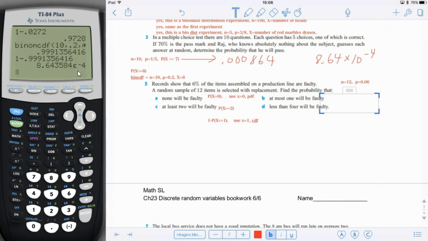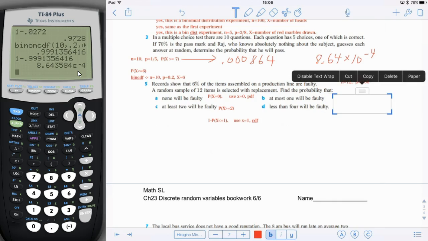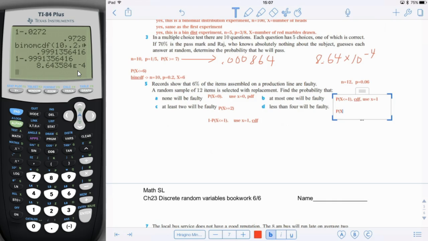Okay, all right. And then let's write these down. Probability that at most 1 will be faulty. So that's the probability that x is less than or equal to 1. And so we're going to use CDF, and we're going to use x equals 1. And then the last one, probability that x is less than 4. But the calculator doesn't do x is less than 4. It does less than or equal to something. So we're going to have to put less than or equal to 3. Okay, and we're going to use CDF, and we're going to use x equals 3.